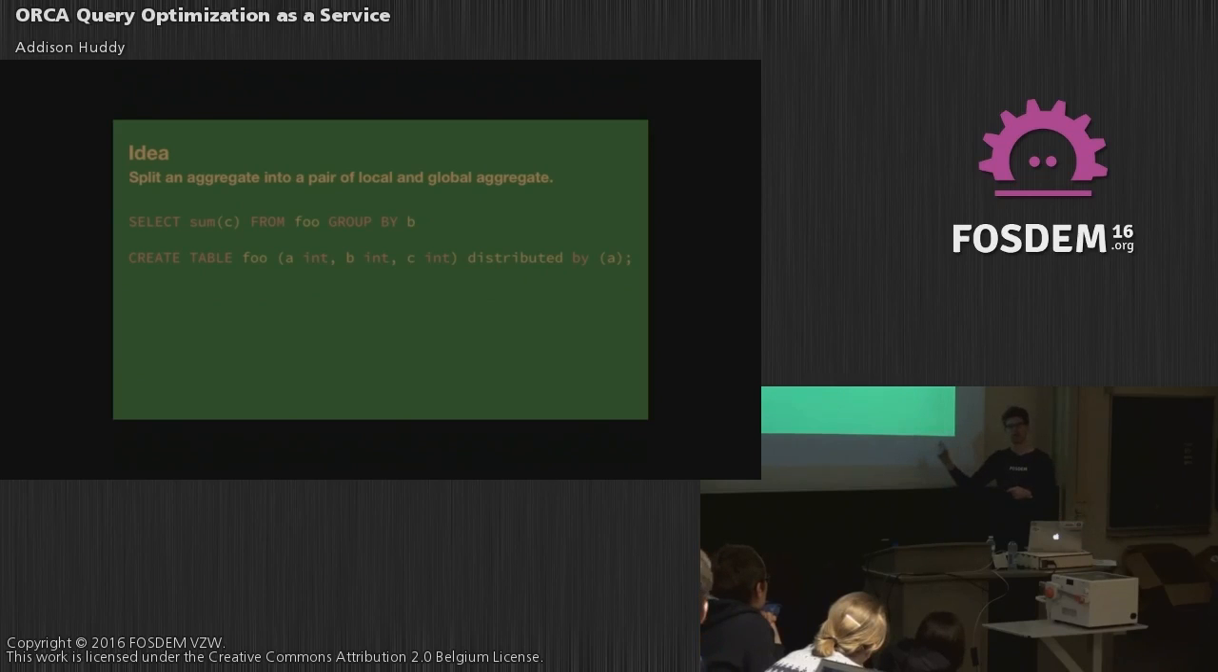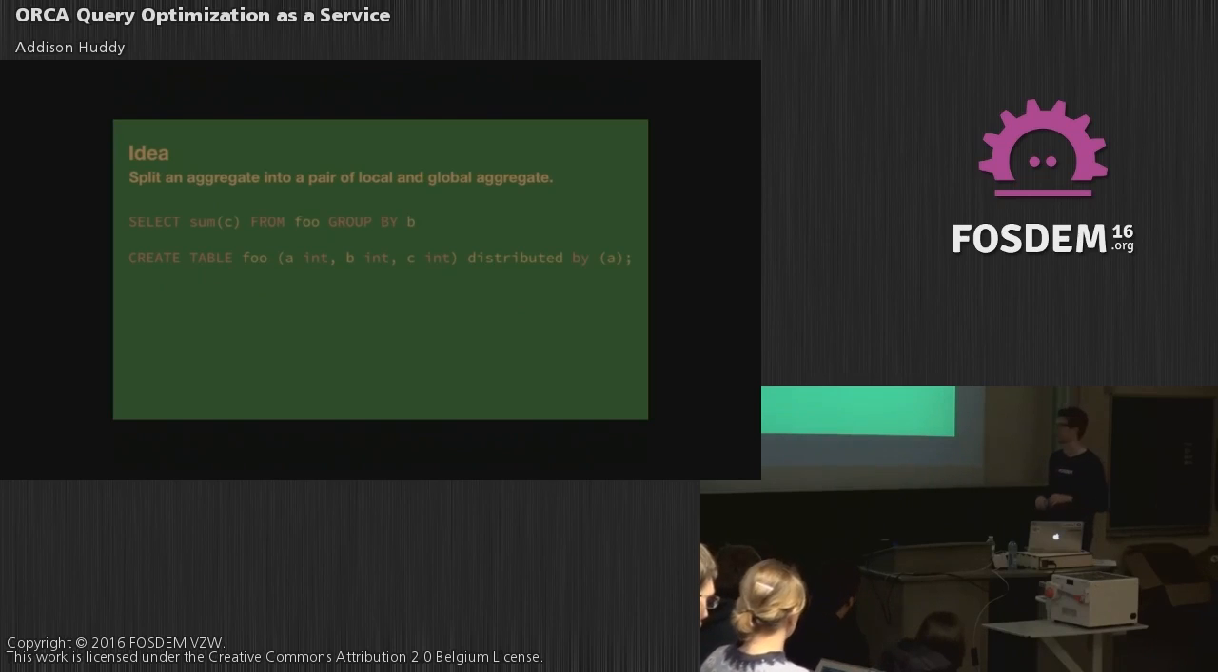No idea. So I want to develop a transformation that Orca will calculate to figure out which one we should do. And then we'll send the plan that says when to gather all those tuples and redistribute motion back up to the master. An example of this is we're going to select the sum of column C from table foo, and we group by column B, and that's the table. And it's all distributed by A.